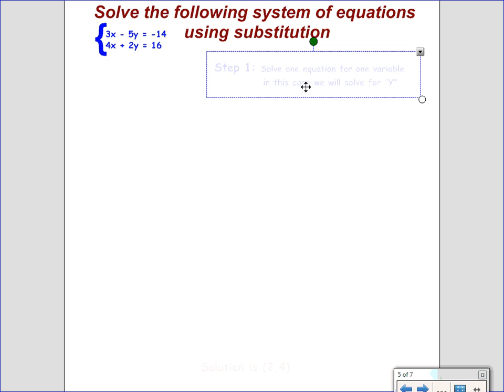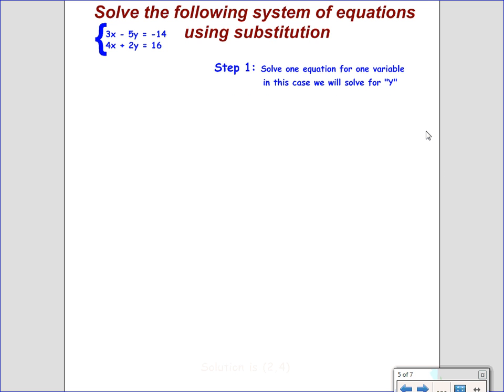First step. My first step will be to solve one of the equations for one variable. In this case, I'm going to solve for y. And I'm going to use the second equation and solve it for y. In order to solve for y, I have to isolate the y term on the left side. So I'm going to move the x term to the right. That means I have to subtract 4x from both sides. And as I do so, I'm going to cancel out here and be left with 2y equals 16 minus 4x.